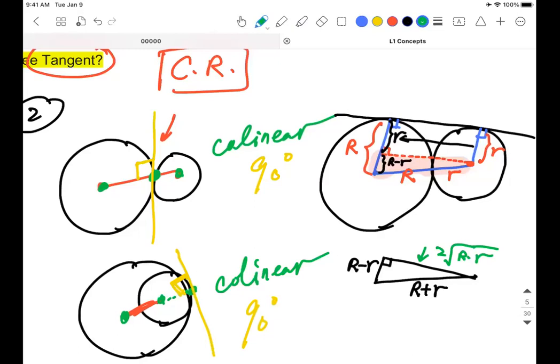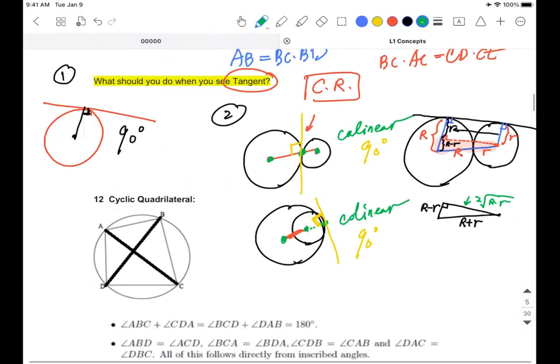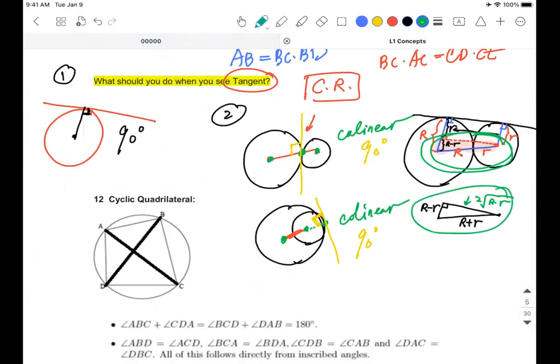So that being said, as long as you see two circles that are externally tangent, and you have a common tangent line, always think about this little triangle here, because you will be able to determine the three sides of this triangle. This is very, very important. Trust me, later you're going to find out how important it is. It's going to help you to do a lot of crazy problems. Okay?